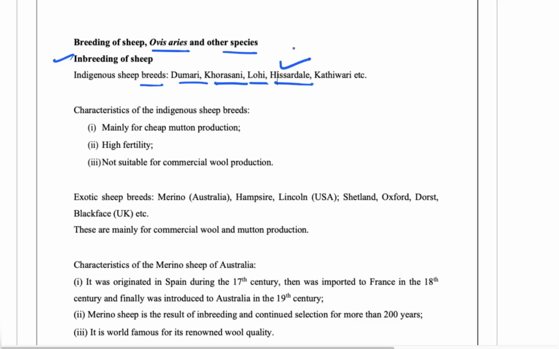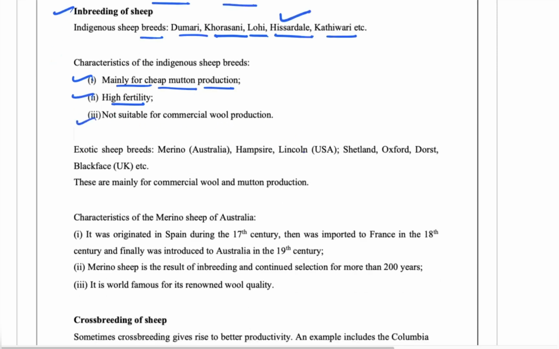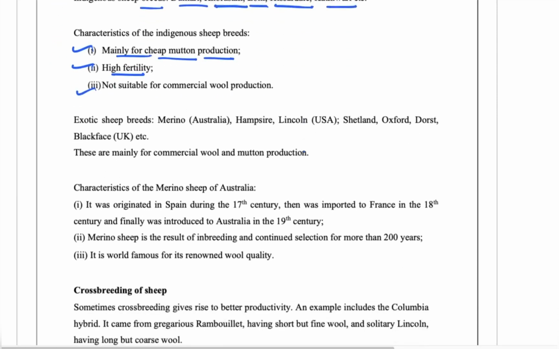It is asked in many exams in this name. Then there is Kathiawari. The names are very, very important for you to remember, right? The characteristics of indigenous sheep breeds: they are mainly bred for cheap mutton production. Then there is high fertility. They are not suitable for commercial wool production, so they are basically bred only for their meat.